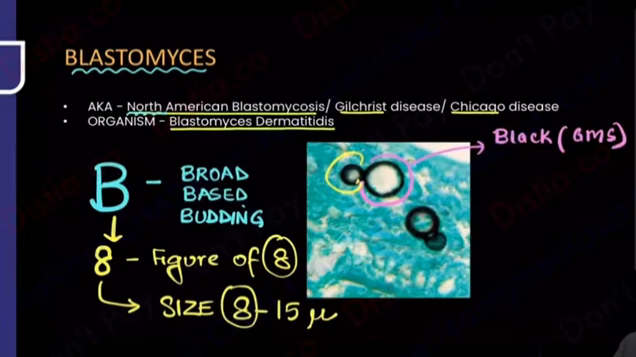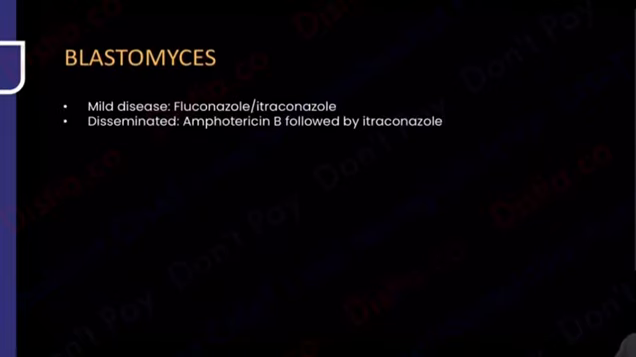We'll quickly do the treatment also. Treatment of most of them is going to be the same. You ultimately have to come down to the azoles. So for mild disease, you have fluconazole, you have itraconazole. So for mild diseases, in all of them, whether blastomyces or the coming dimorphic fungal organisms, it's going to be the azoles.